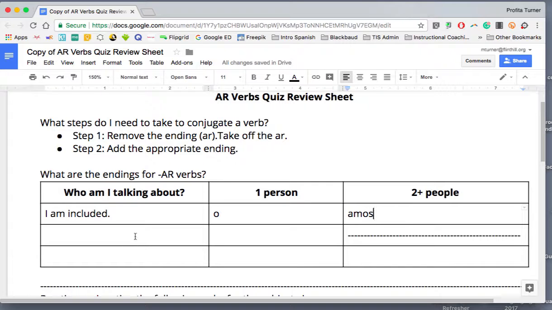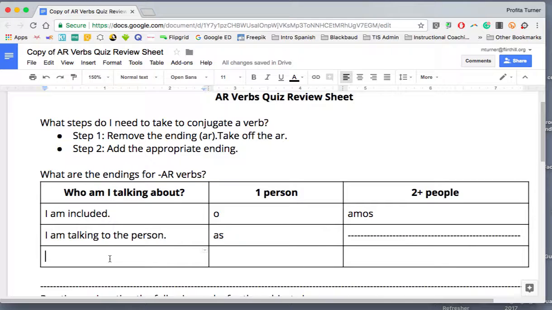For the second row, who am I talking about? I am talking to the person. So this is you or tú. So for that one, the ending is as. We don't do the vosotros, so you can skip filling that one in.